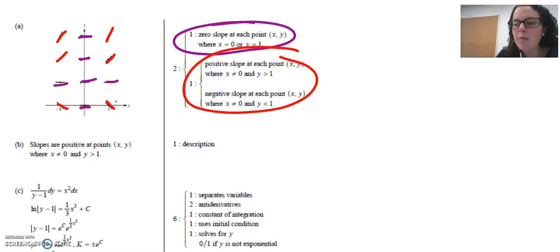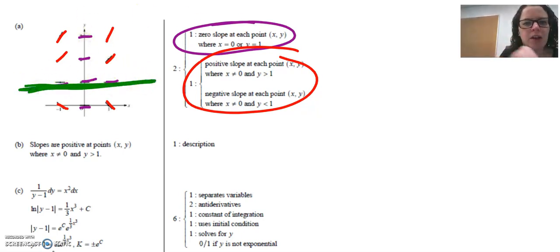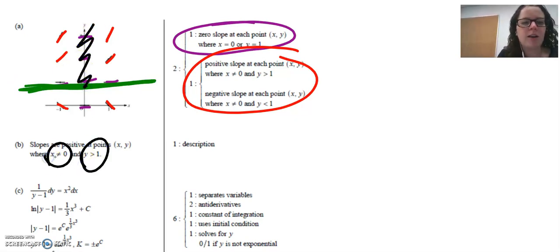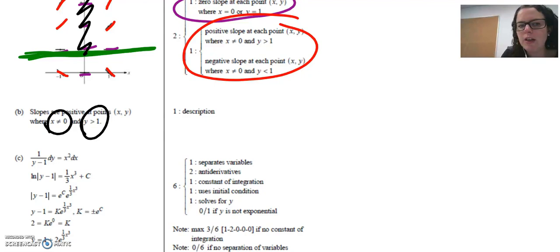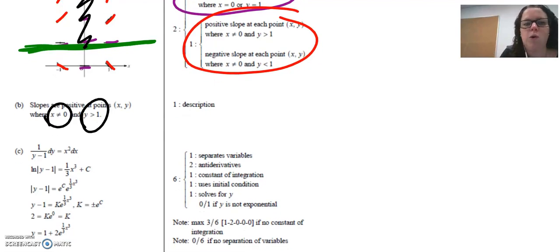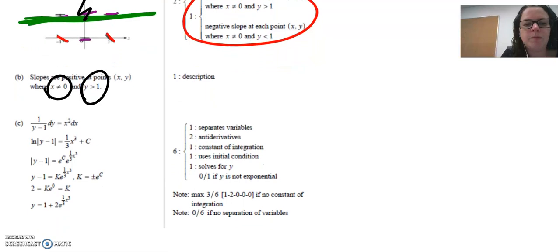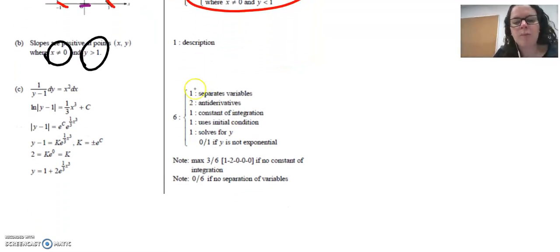Part B, it asks you to describe the part of the xy plane. Well, hopefully when you look at this, you say that I have positive slopes anywhere that's greater than 1, but not along 0. So where y is greater than 1, but x is not equal to 0, the rest of the coordinate plane is going to have positive slopes. All of these ones down here then are going to be negative. And again, if you struggled with finding those slopes, you just want to plug in your points (0, 0), (0, 1), (0, 2), (1, 1), etc. into that differential equation.